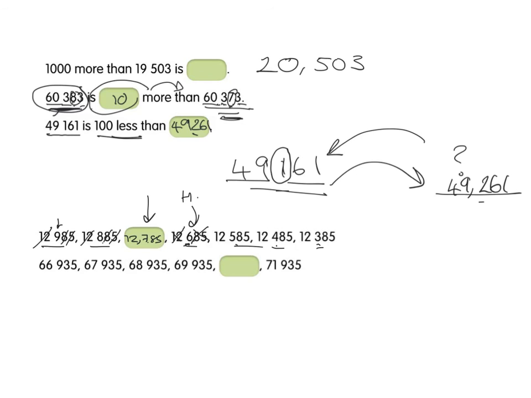Okay, let's have a look at this last example. 66,935. I'm noticing straight away that this is staying the same, 935. So something's happening to our thousands. It's 66, 67, 68, 69,071. Okay, I can see it's going up by 1,000 each time. So after 69,000, it's 70,000. And that fits because then another 1,000 more will be 71.